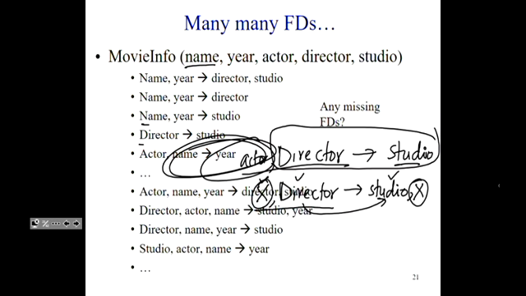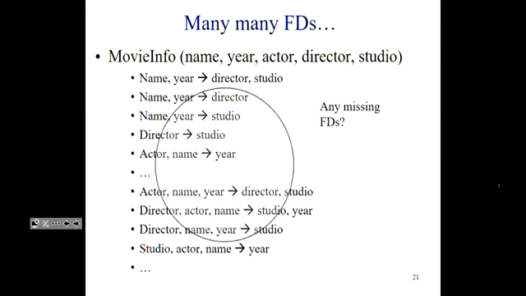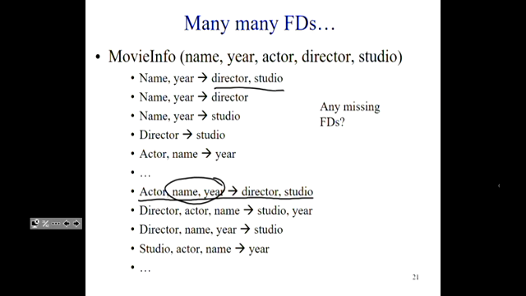Okay, so all right. So I had this actor name, year implies director, studio. How did I get that? Intuitively, I have name and year implying director and studio, right? And I added something on the left hand side, and therefore that is still a functional dependency, so that holds. How did I get director, actor name implies studio, year?